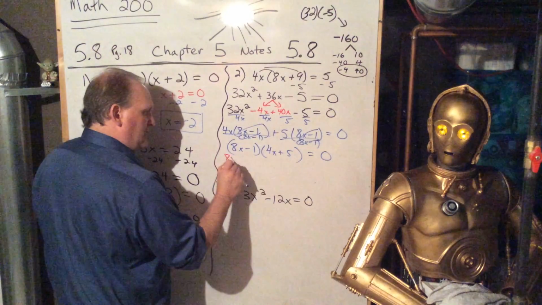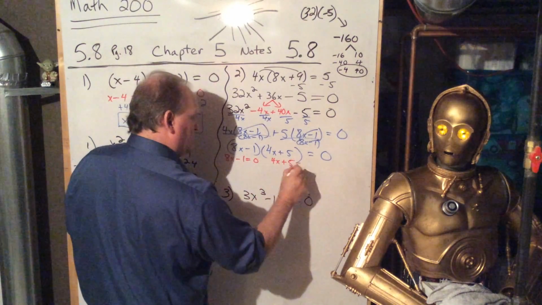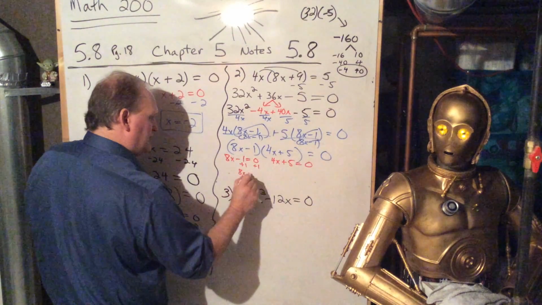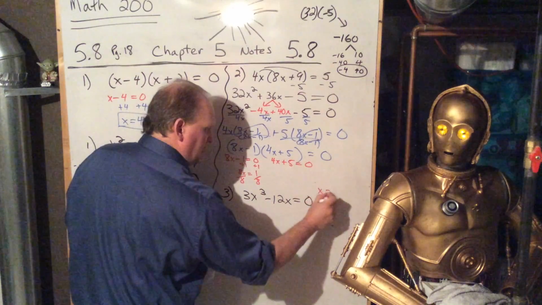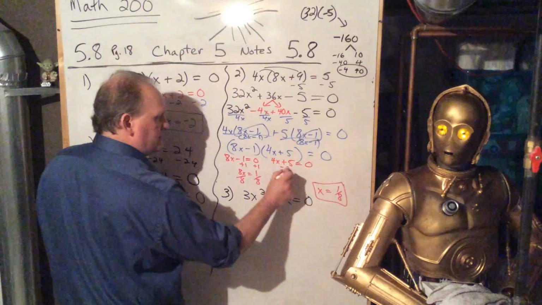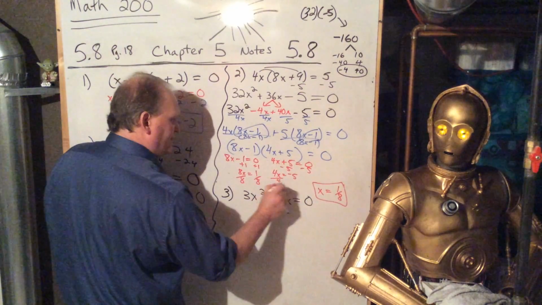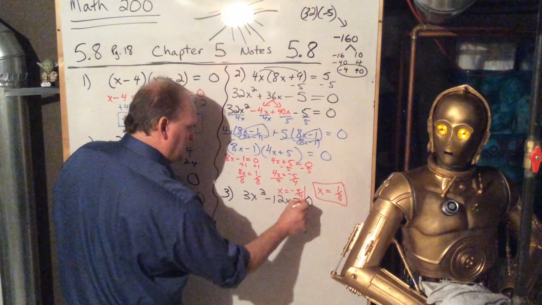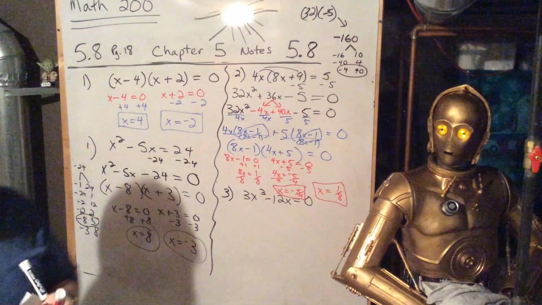Here we're going to have 8x minus 1 equals 0 and 4x plus 5 equals 0. So we're going to add the 1. 8x is going to equal 1 and then divide by 8. So x is equal to 1/8 is one answer. And subtract the 5, 4x equals -5, and divide by 4. X is equal to -5/4 is the other answer. So, that was a little tougher.